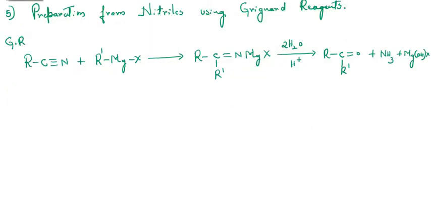So the next method is the preparation of ketones from nitriles using Grignard reagents, students. Here we have a nitrile compound, simply called a cyanide. Cyanides in IUPAC terminology are called nitriles. But one should remember that whenever we are preparing ketones, this R group of the cyanide should not be hydrogen. If it is hydrogen, then the compound is called hydrogen cyanide. Hydrogen cyanide with Grignard reagents will give aldehydes.